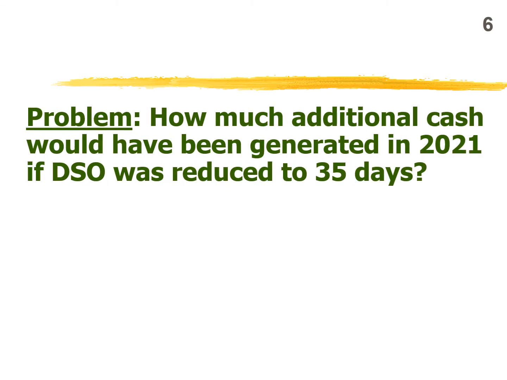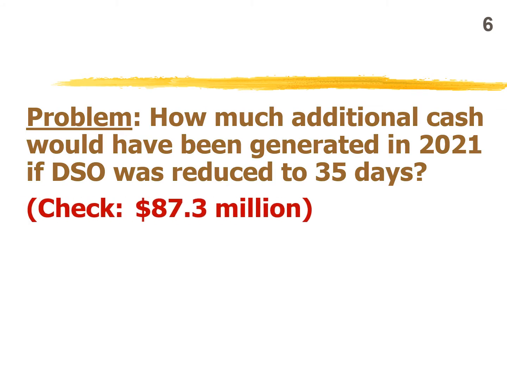Here's a problem for you to consider. What if day sales outstanding was reduced, but not quite to 30 days? It was reduced to 35 days. How much cash would be generated? See if you arrive at this check figure.